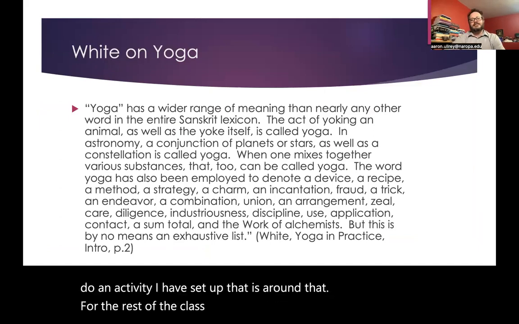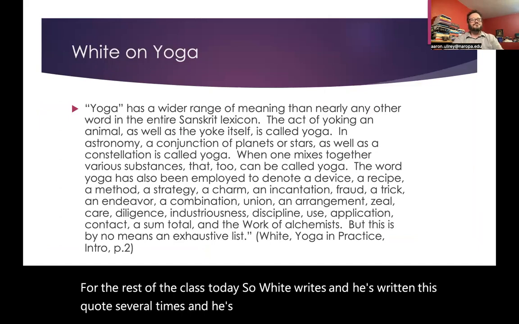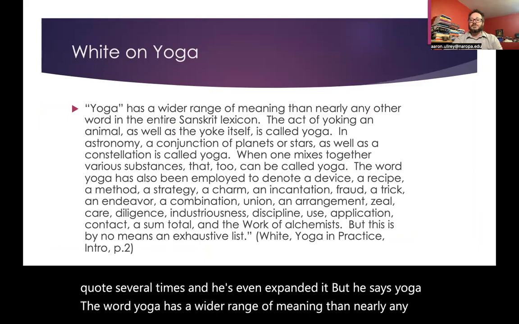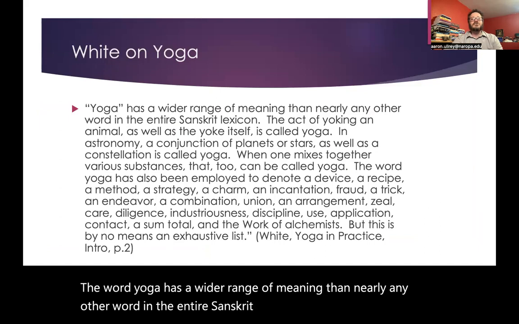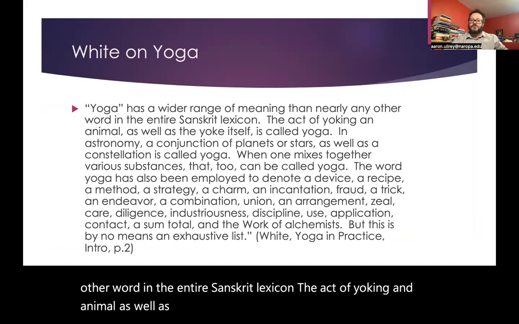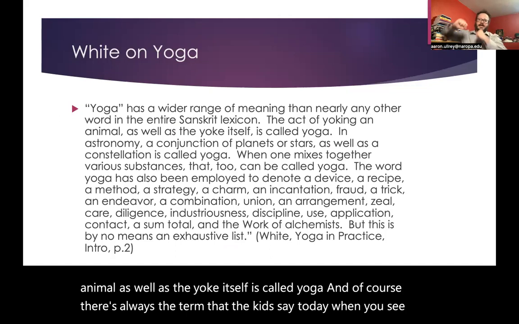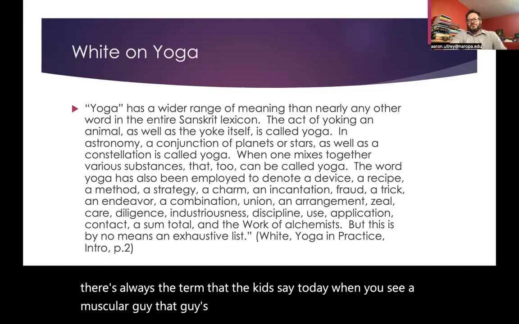So White writes, and he's written this quote several times, and he's even expanded it, but he says, the word yoga has a wider range of meaning than nearly any other word in the entire Sanskrit lexicon. The act of yoking an animal, as well as the yoke itself, is called yoga. And of course, there's always the term that the kids say today, you see a muscular guy, say, that guy's yoked. I'm always confused by that.